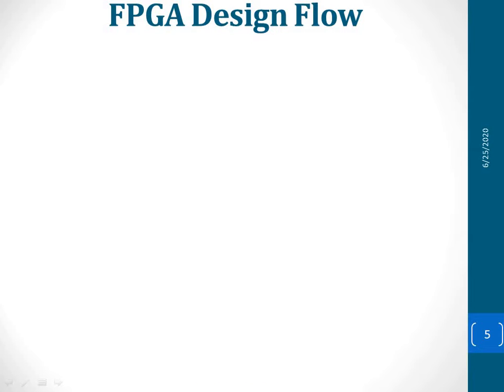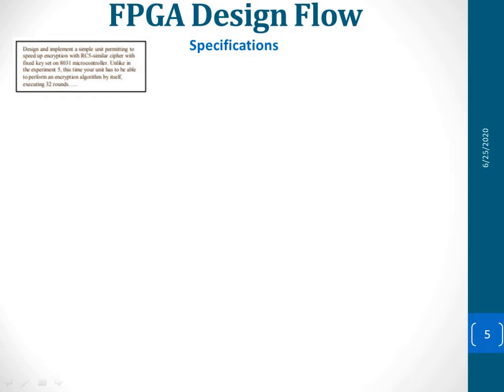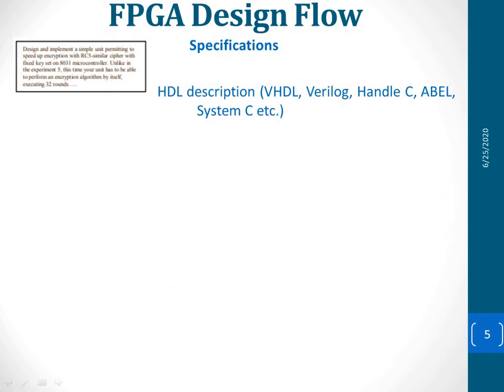Next is the FPGA design flow, which I have already shown you in the first unit when we started the introduction to VLSI. First come the specifications. Suppose you want to design and implement a simple unit to speed up encryption or decryption, or some other task. All these things in the form of text are to be written as the specifications, and then that has to be converted into an HDL description.